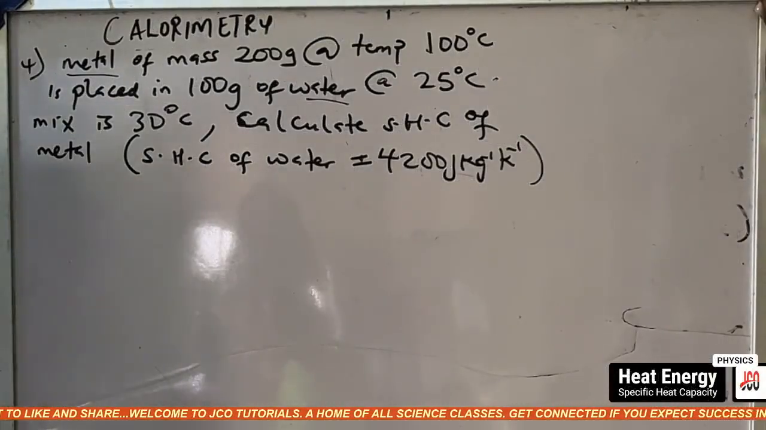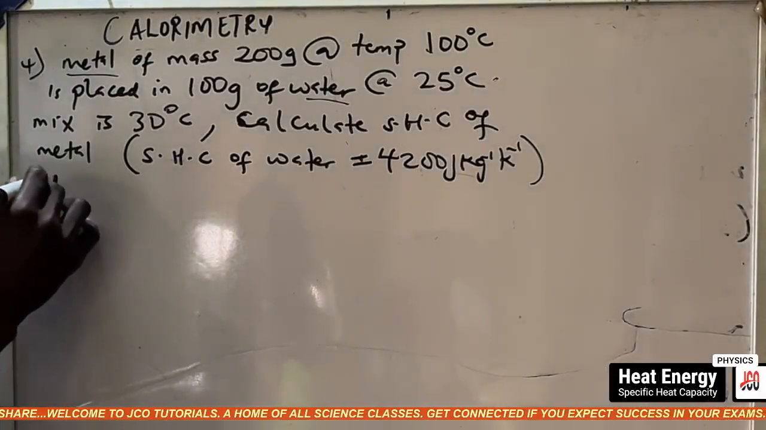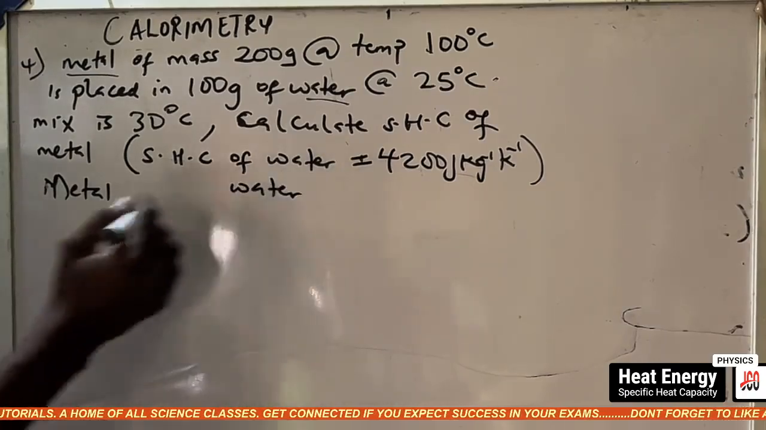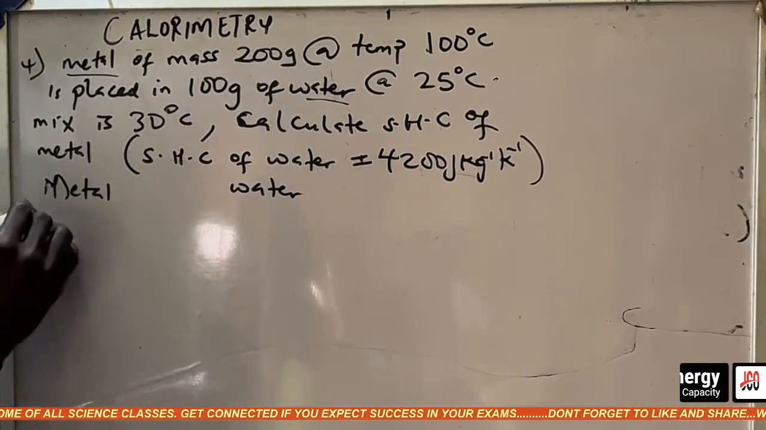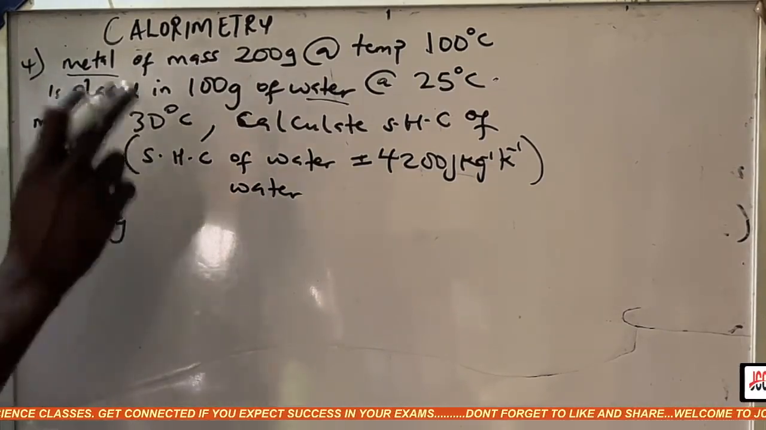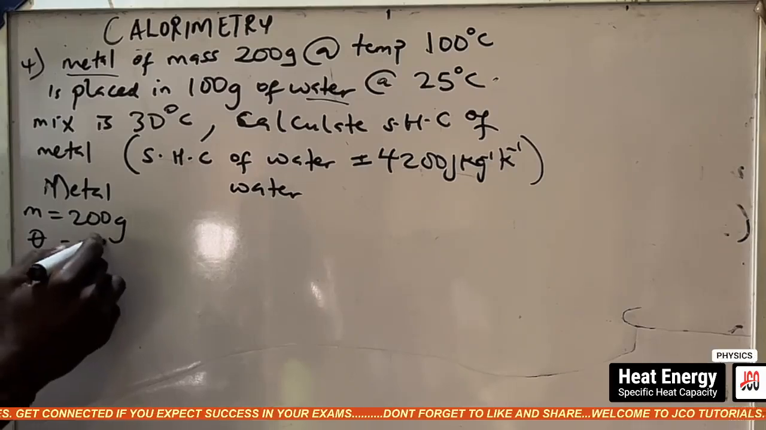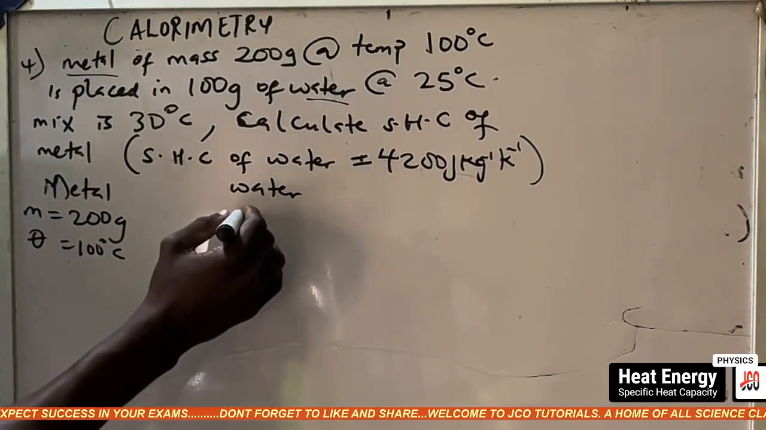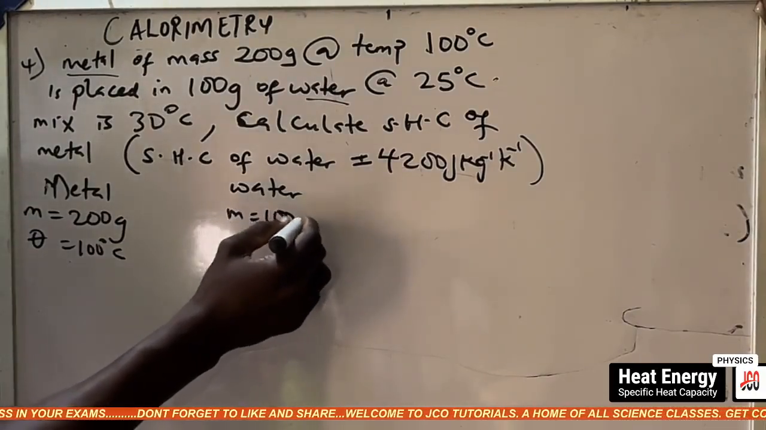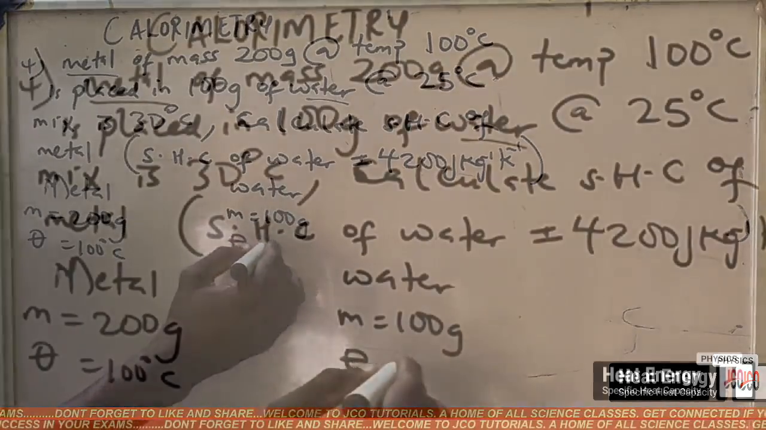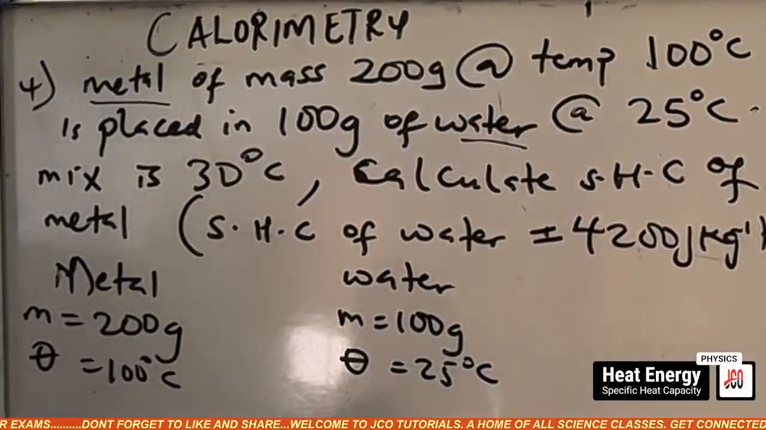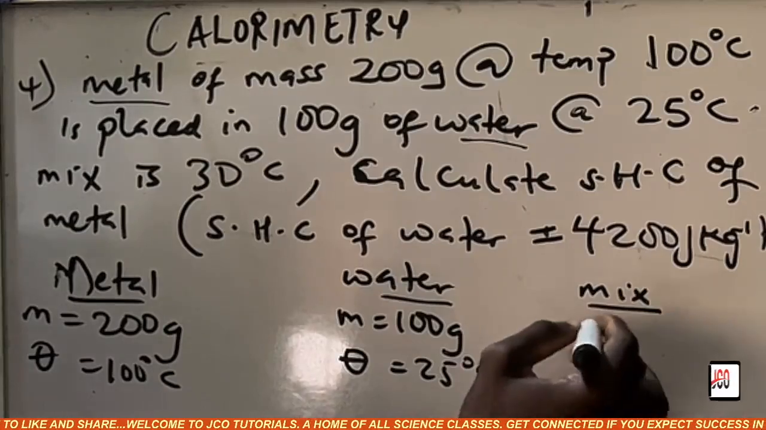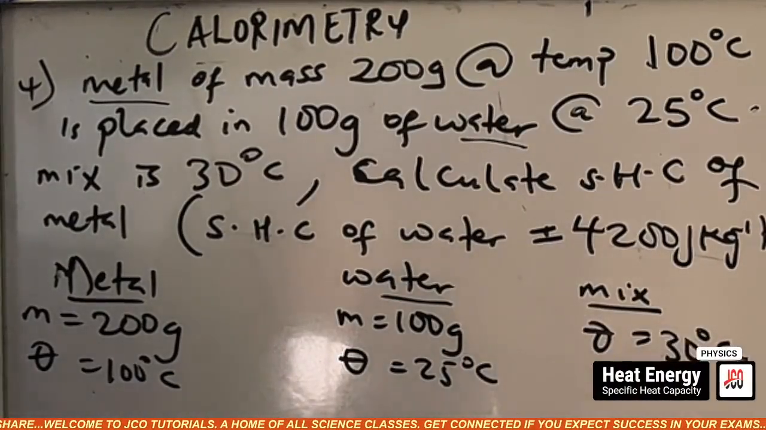It says the metal. So we have our metal in this case. Then we have our water in this case. Metal has a mass of 200 gram at a particular temperature, 100 degrees Celsius. It's placed in 100 gram of water. The water, the mass is 100 gram at a particular temperature, 25 degrees Celsius. They said the mixture is at 30 degrees Celsius. It's very clear.